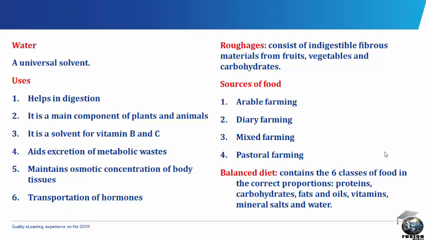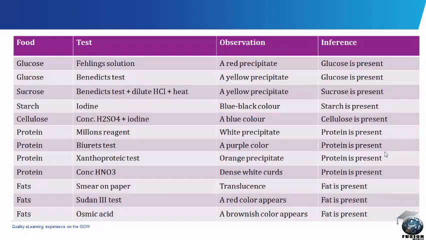What is a balanced diet? A balanced diet contains the six classes of food in the correct proportions. It is therefore any diet which contains the six classes of food in their correct proportions, which include proteins, carbohydrates, fats and oil, vitamins, mineral salts, and water. The following are food, its tests, its observation, and its inference.